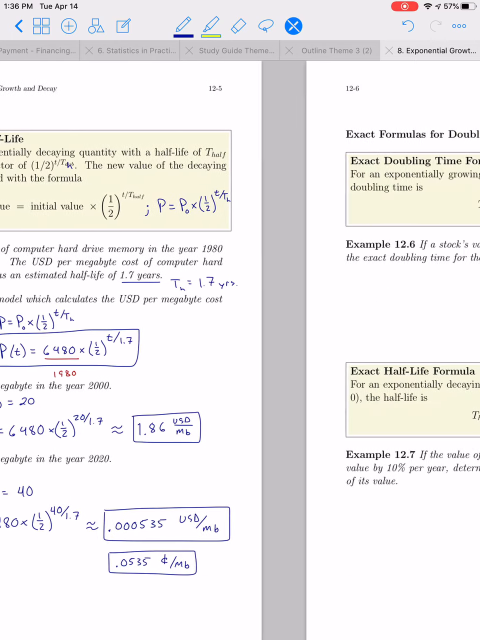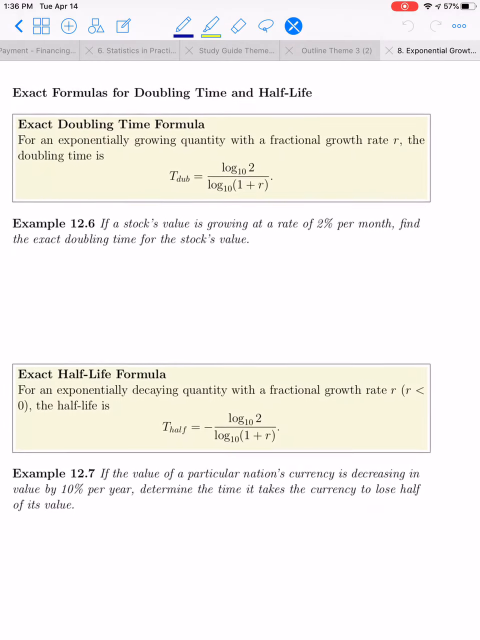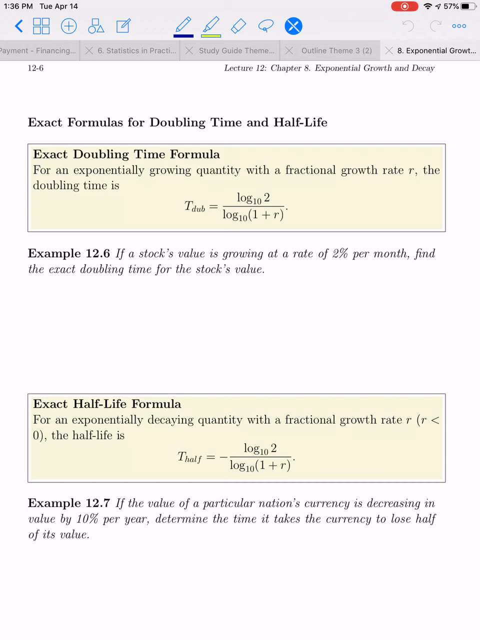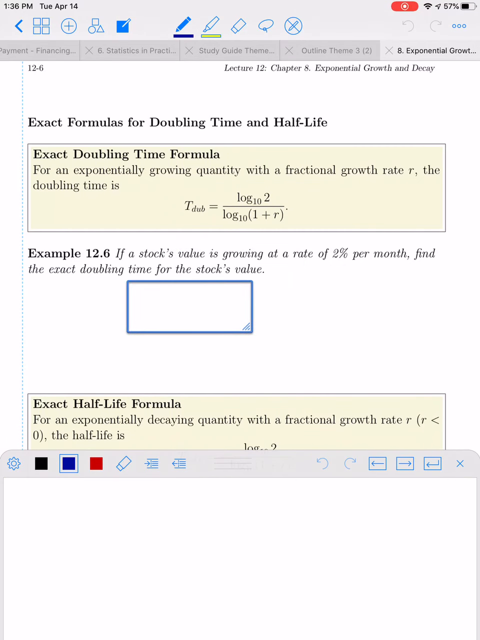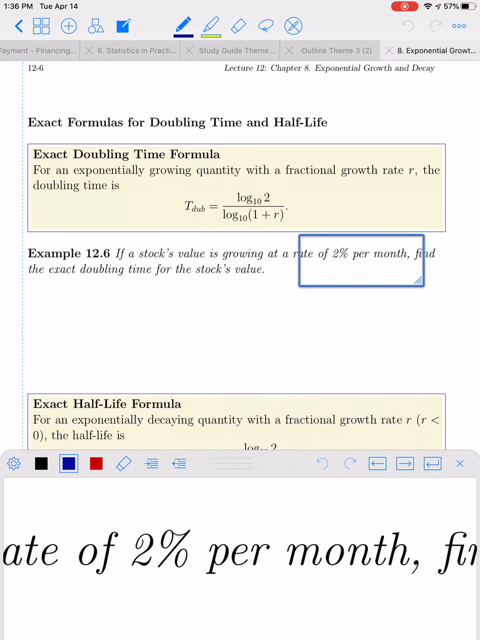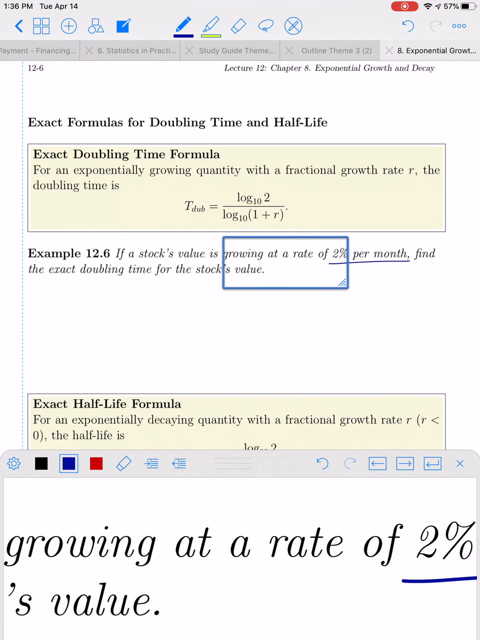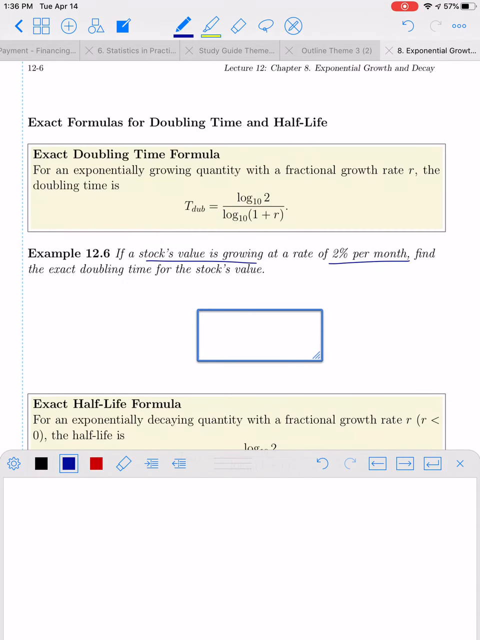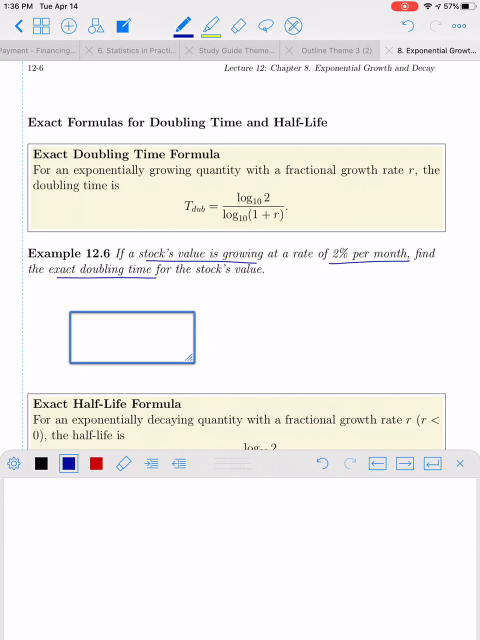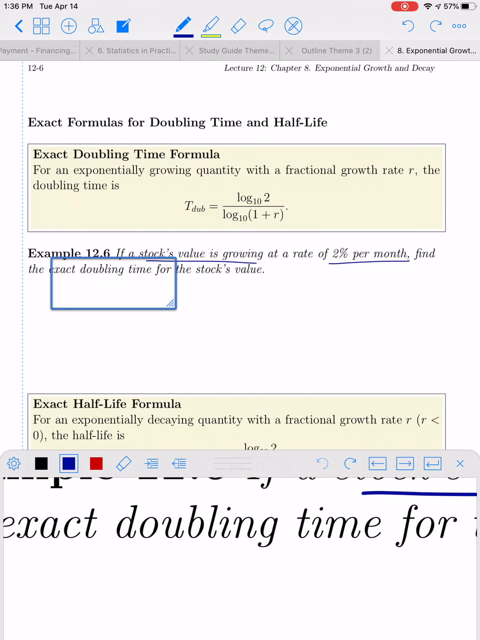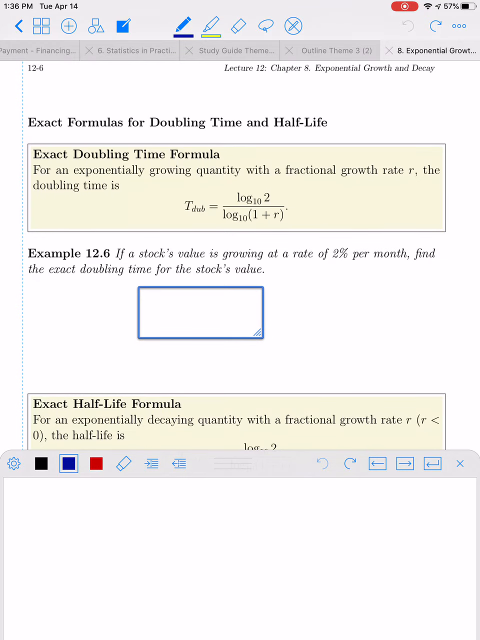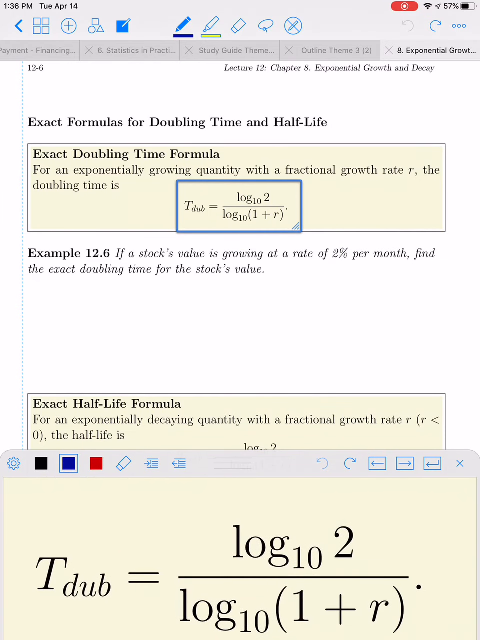Okay, so let's see doubling times. To determine a doubling time, if we happen to know the rate at which something grows, this is particularly useful if we're looking at a bank account or a stock value that's growing at some reliable rate. For instance, in this example right here, a stock's value is growing at a rate of 2% per month. We're asked to find the exact doubling time for that stock's value. So how long will it take for that stock to double in value? The way to do that is right here. We look at this example.